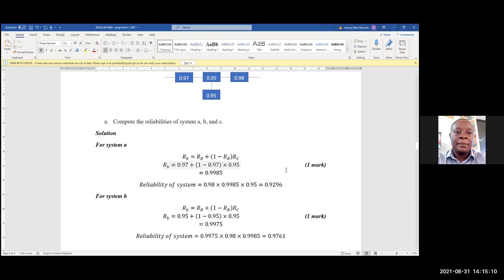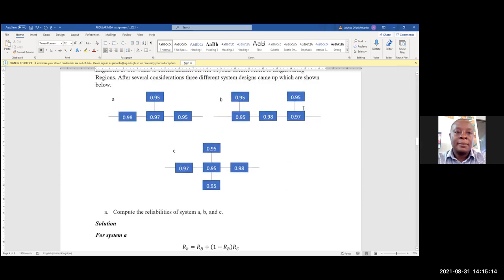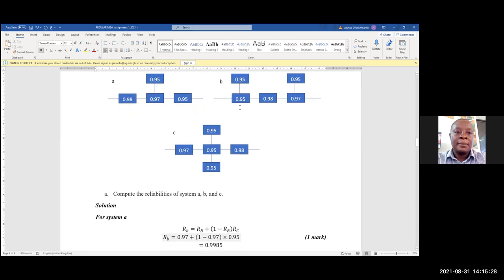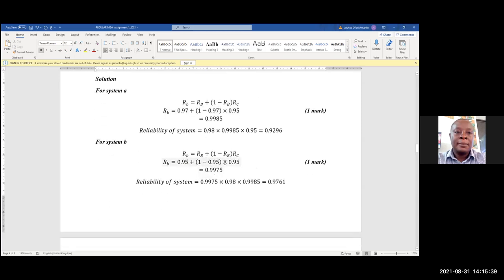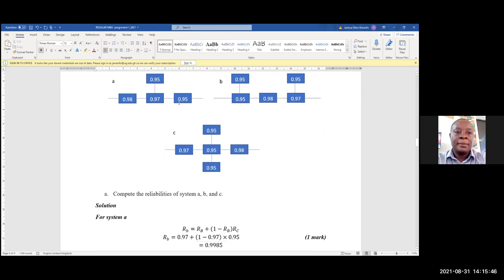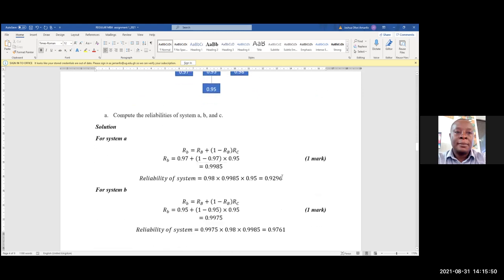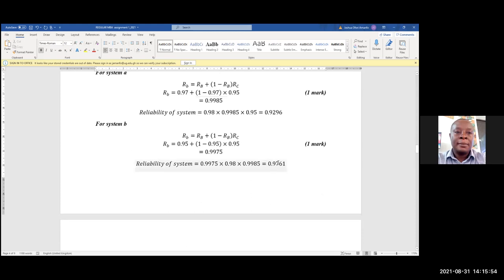Then we go to system B. Now, you can see that the third component and its backup looks like just what we had in the first system. So there's no need to compute that again. All we need to focus on is the first component of system B, that has an identical backup, same value. So we'll work that out and that gives us 0.9975. So just borrow the value you had here because it's the same arrangement, okay? Then multiply them together to get the reliability of the system, which is 0.9761. Okay.